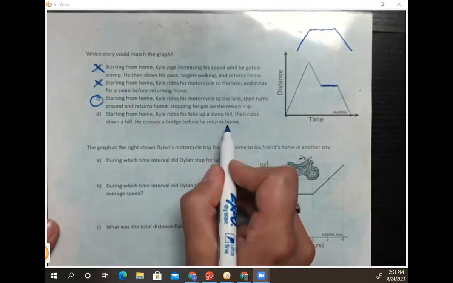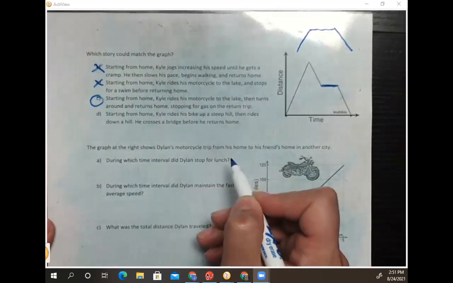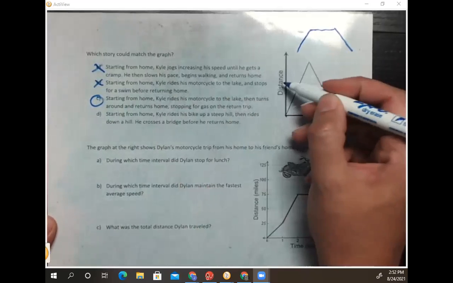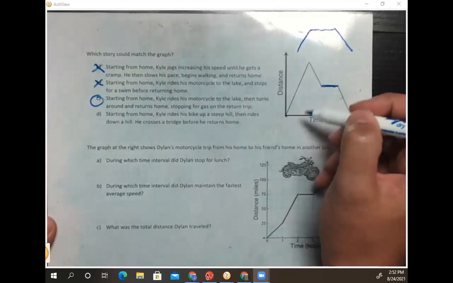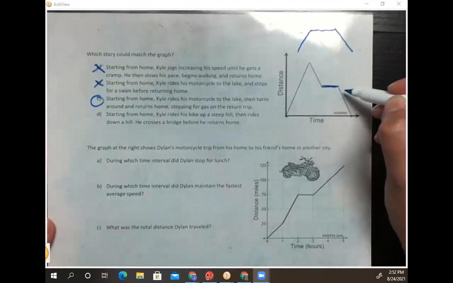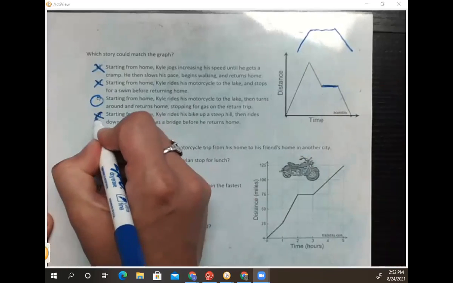There's no point where he stops in D. It talks about the different terrain that he encounters, going up a hill and down a hill and over a bridge. But this is distance from his home, not elevation, right? So this kind of looks like I went up a hill and down a hill, but that's not what my labels are representing here. So this would have to be C.